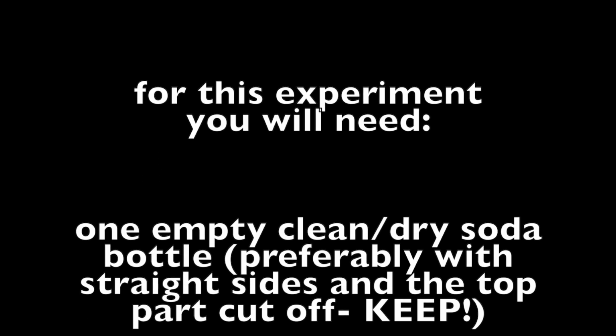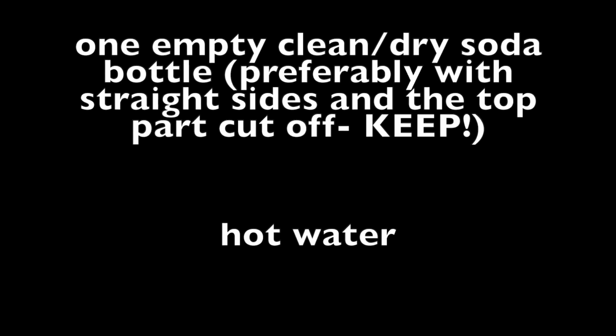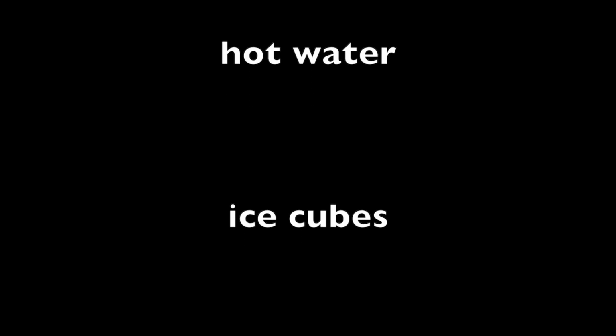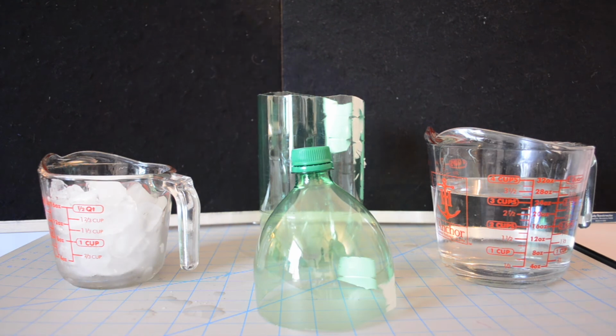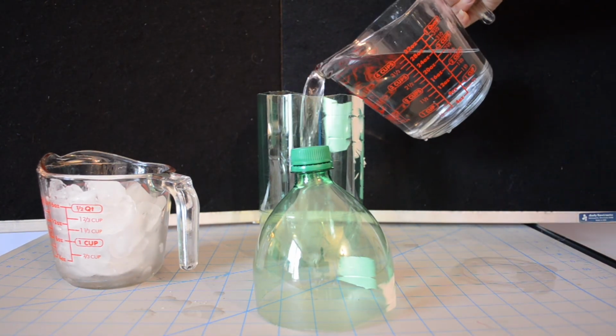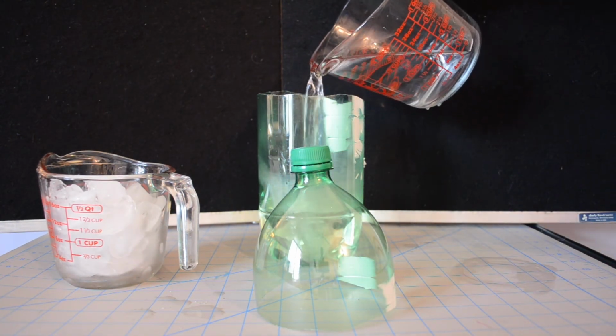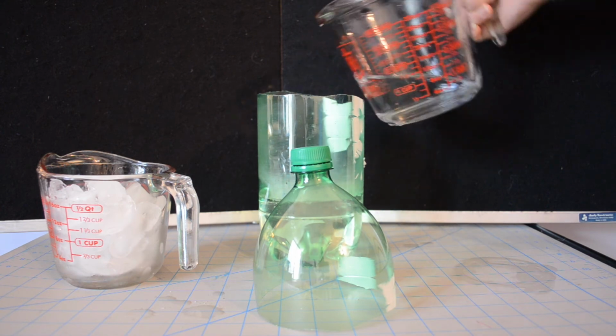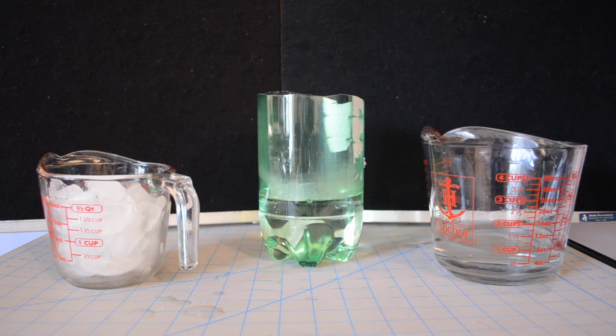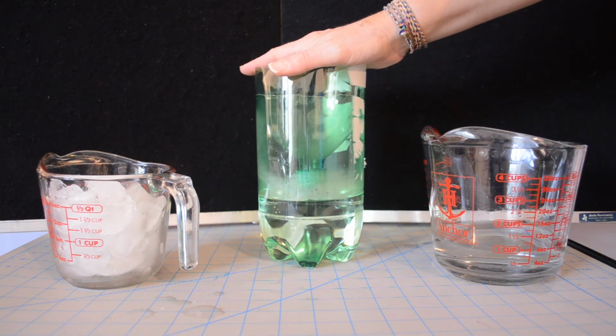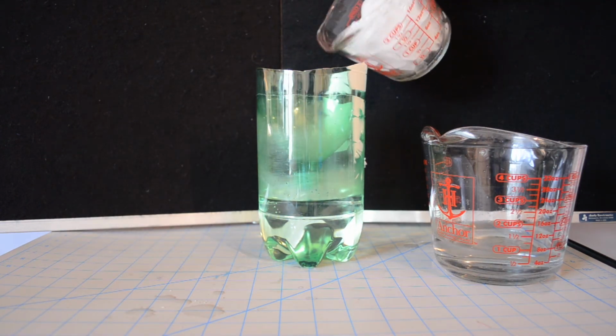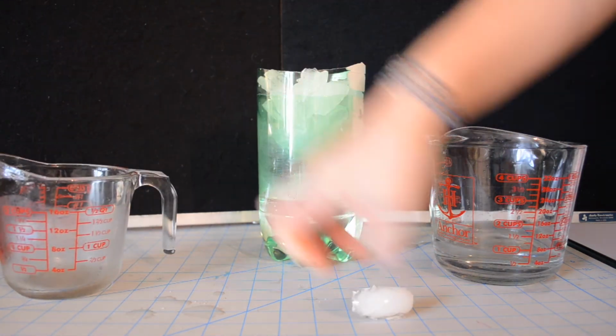Now I'm going to show you a simple experiment to demonstrate how evaporation, condensation, and precipitation work. You will need these items listed. To start, pour very hot water into the bottom half of your empty soda bottle. Then place the top part upside down in the bottom half of the bottle and add ice cubes to it.